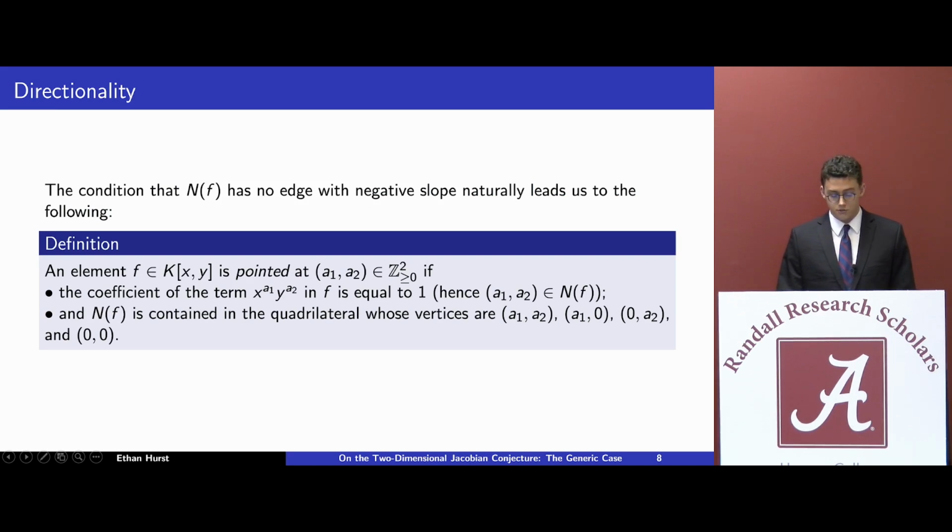Then from here we can define the notion of directionality. So again, we assume that the Newton polygon has no negative slopes. And then, an element in this polynomial map, we can say it's pointed at a point in the integer plane if the coefficient of the term is equal to 1 in the Newton polygon. And then we say that the Newton polygon is contained in the quadrilateral that is defined by that point. So you take the point with the axes, create a quadrilateral, and the Newton polygon should be contained in that quadrilateral. You can think of this as the biggest point on the Newton polygon that is the furthest away from the origin.